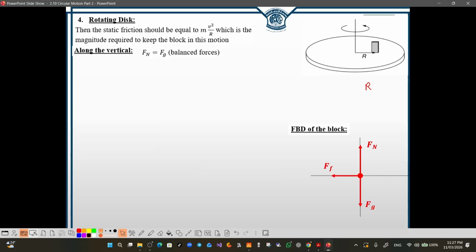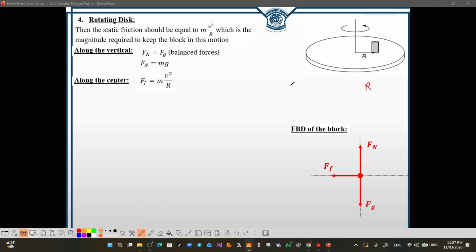Now, we need to apply the projection along the vertical and along the radial direction. I mean by the radial direction, this direction. Vertically, the two forces, Fn and Fg, are equal. They are balanced forces, so Fn is equal to Fg. Now, unpack the Fg, you will get Fn is equal to mg. And along the center, we have only one singular force, and this force is the friction. And we said that this friction is promoted to be the centripetal force, which means we can equate it with mv squared over r, especially that Fc is equal to m times acceleration. Fc here is the friction, and the acceleration is v squared over r in circular motion.